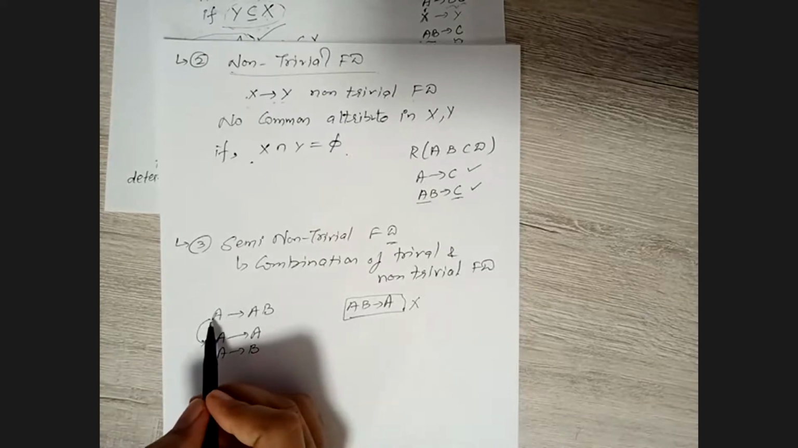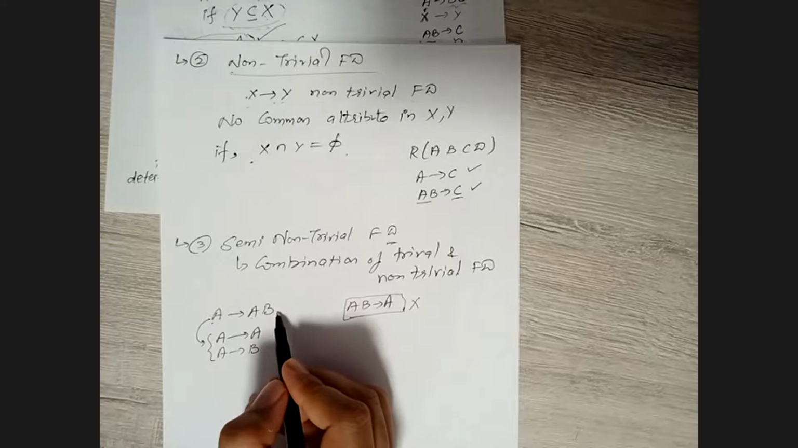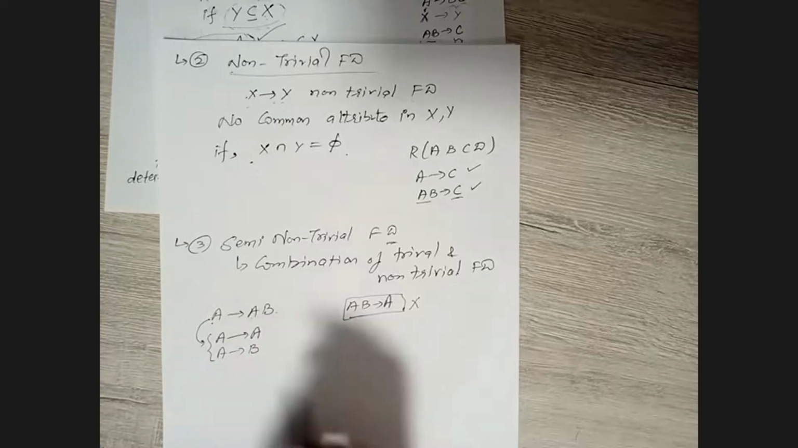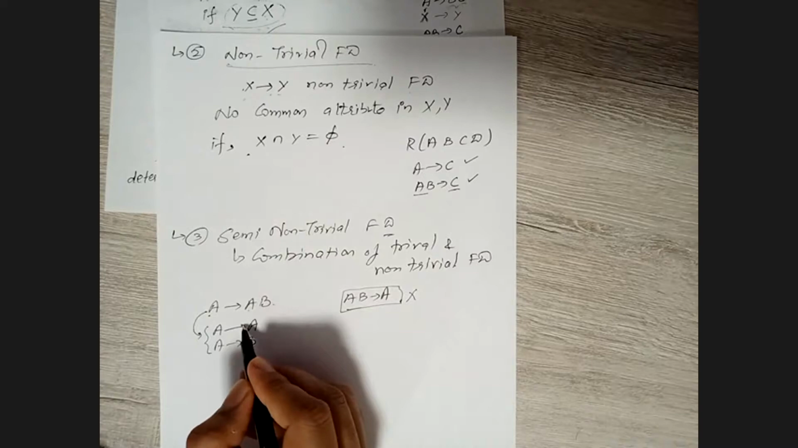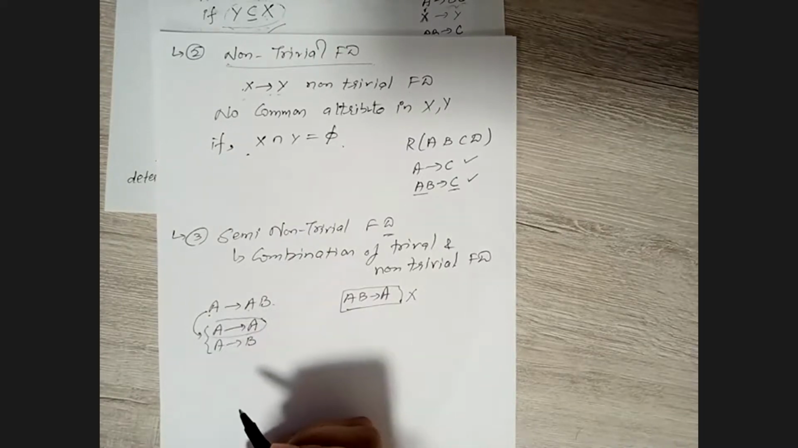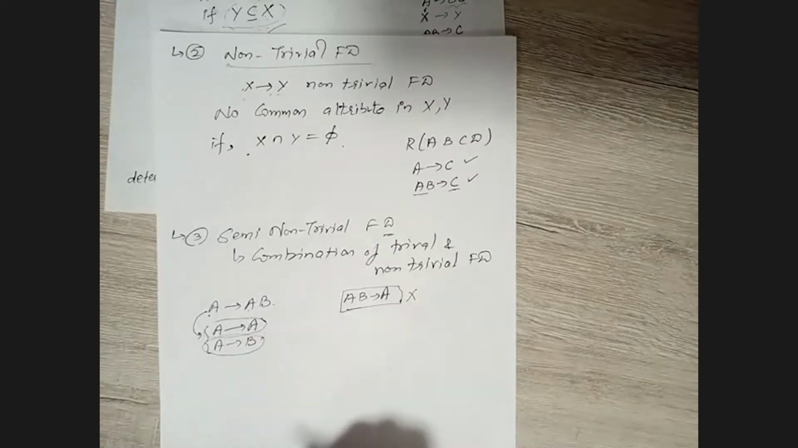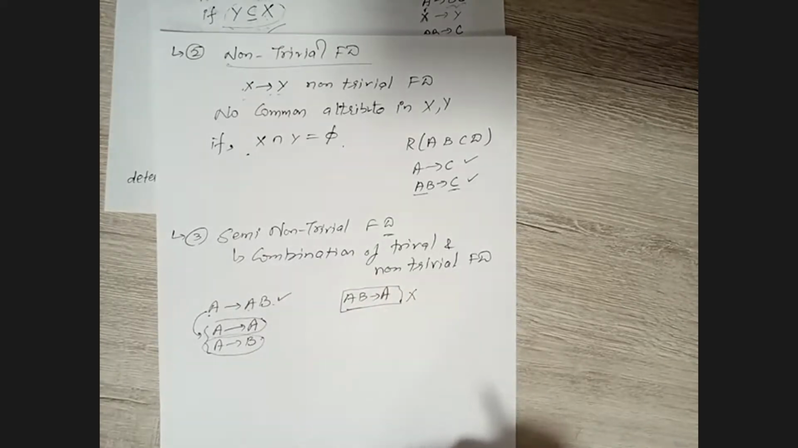Understand, on the left-hand side we have a single attribute, and on the right-hand side we have multiple attributes, a set of attributes. We can decompose that. This is one of the rules of Armstrong's axioms, the split rule, which we will see. So A determines A is a trivial functional dependency, and A determines B is a non-trivial functional dependency. This functional dependency is the combination of both, so-called semi non-trivial functional dependencies.